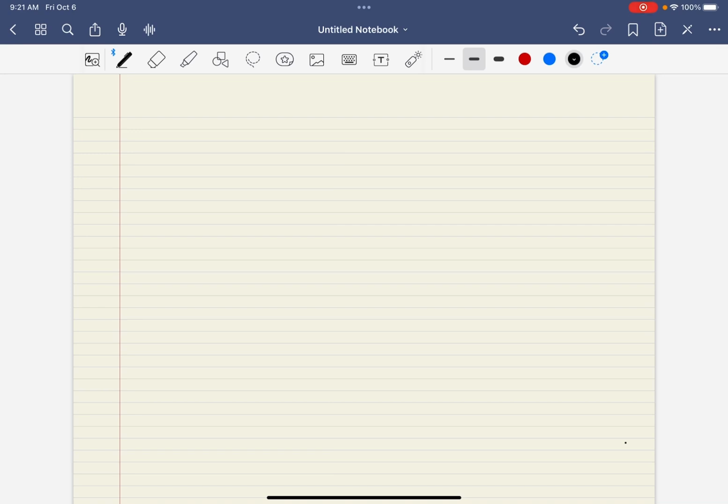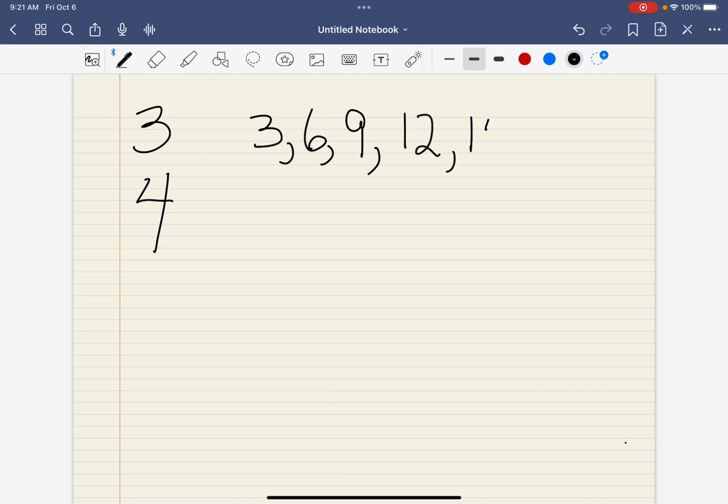So this is lesson 31 and it's on least common multiples. To find the least common multiple, we have to find multiples of each one of the numbers. To find multiples, you start by multiplying each number by 1. So 3 times 1 is 3. 3 times 2 is 6. 3 times 3 is 9. 3 times 4 is 12. 3 times 5 is 15. 3 times 6 is 18, and that's probably enough.